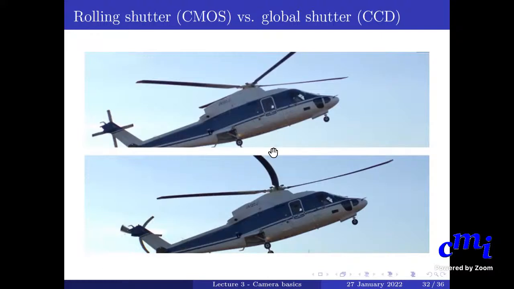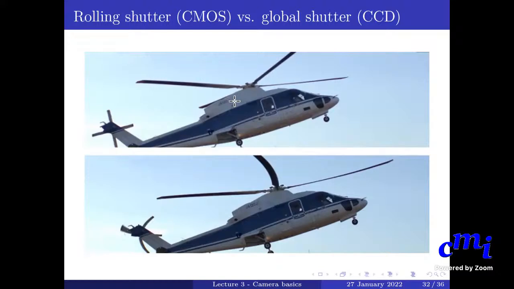So, but these are the effects. I mean, the lower image, there is nothing good or bad, right? If you're an artist or if you want to do something creative, you would prefer having the image on the bottom. However, if you are interested in measuring the length of the blade, you would prefer to have the image on the top. Correct? So it depends on the application.